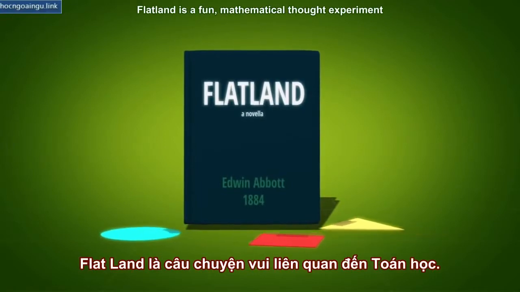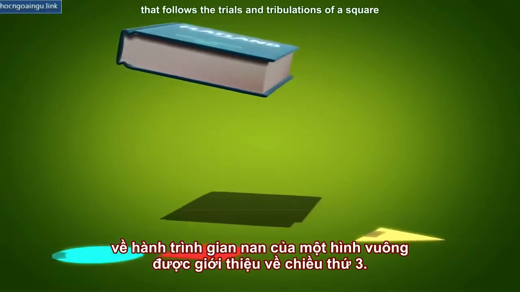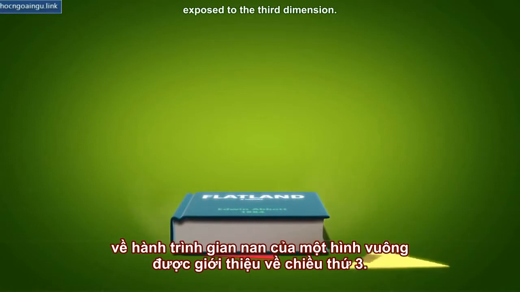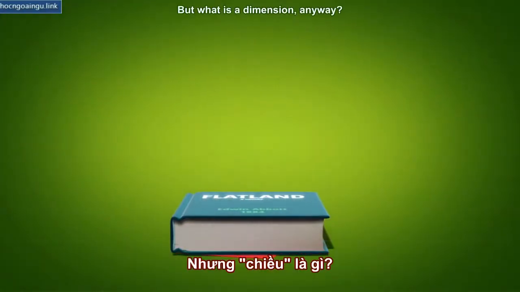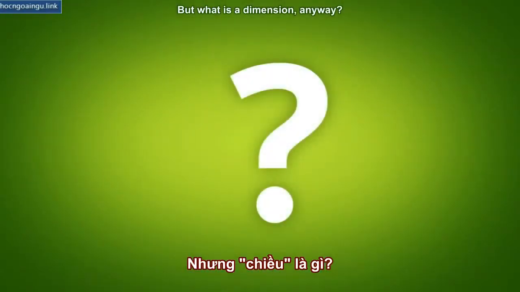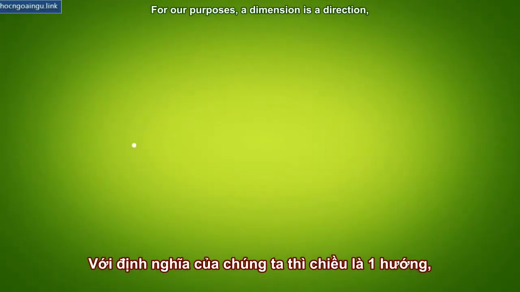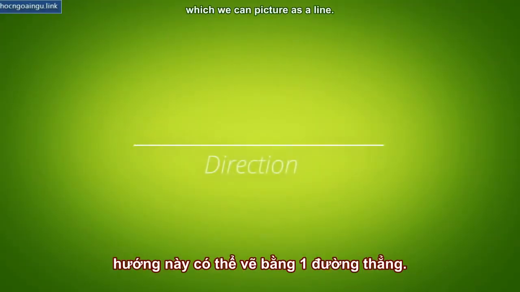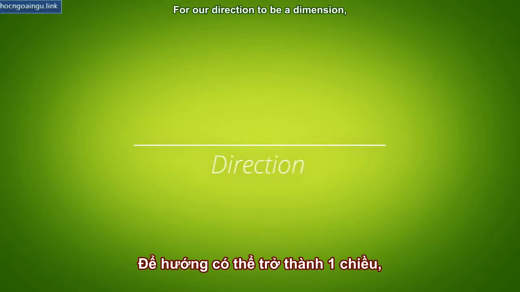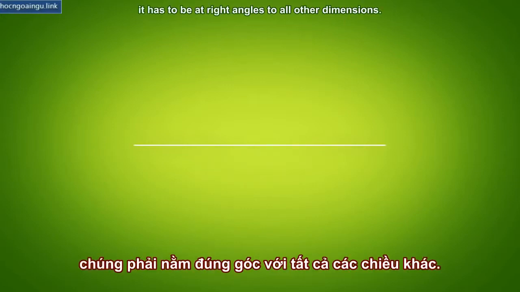Flatland is a fun mathematical thought experiment that follows the trials and tribulations of a square exposed to the third dimension. But what is a dimension anyway? For our purposes, a dimension is a direction, which we can picture as a line. For our direction to be a dimension, it has to be at right angles to all other dimensions.